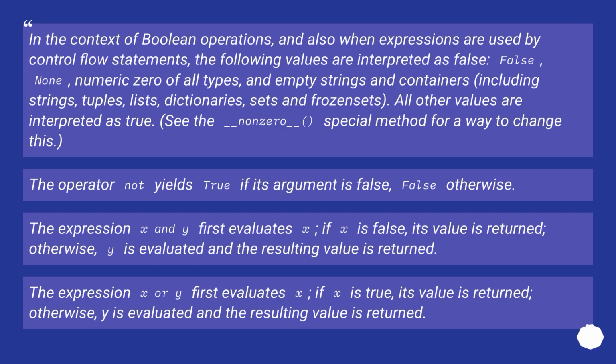See the __nonzero__ special method for a way to change this. The operator not yields True if its argument is false, False otherwise. The expression x and y first evaluates x. If x is false, its value is returned, otherwise, y is evaluated and the resulting value is returned. The expression x or y first evaluates x. If x is true, its value is returned, otherwise, y is evaluated and the resulting value is returned.